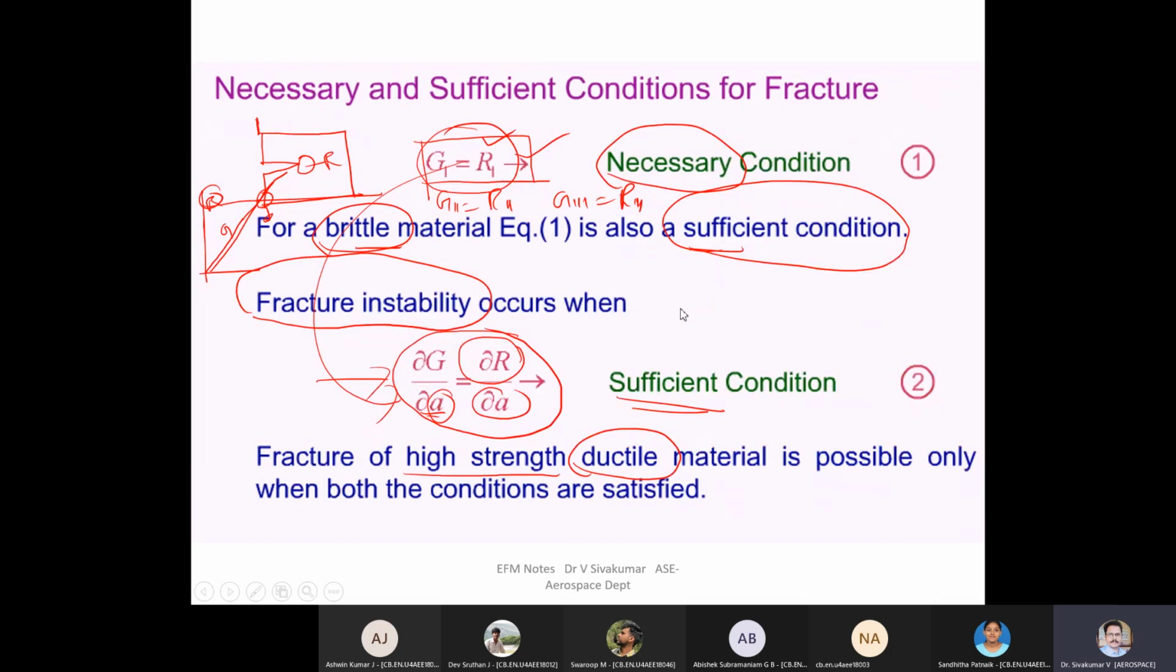Is there any doubt so far? No, sir. Dev, say yes. Yes, sir. Ashwin? Aditya? Yes, sir. Swaroop? Abhishek? Yes, sir. Santita? Yes, sir. Good. Are all of you in the system? Good. Okay, there are two conditions.